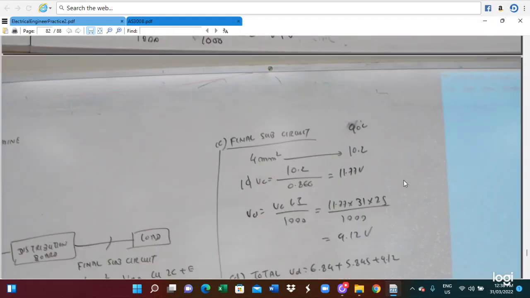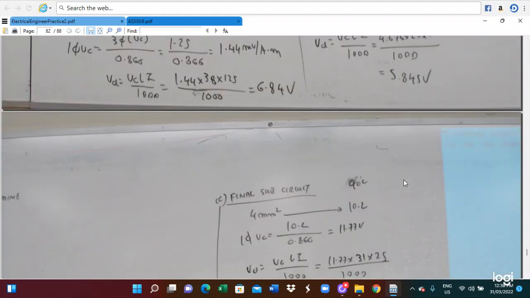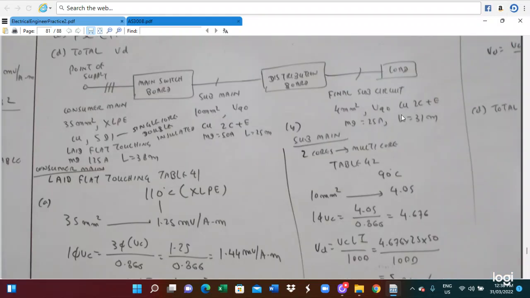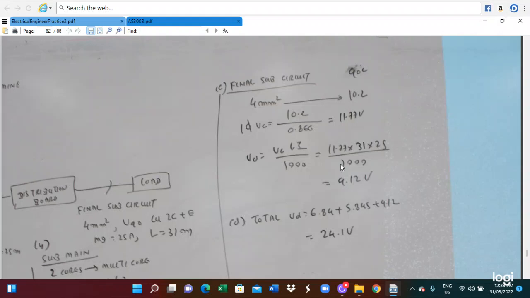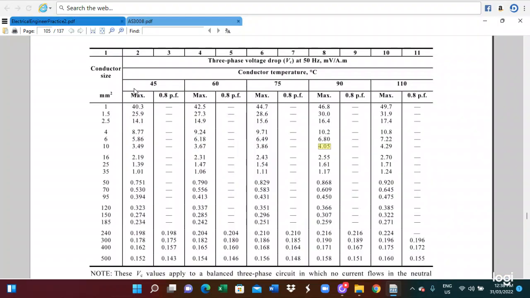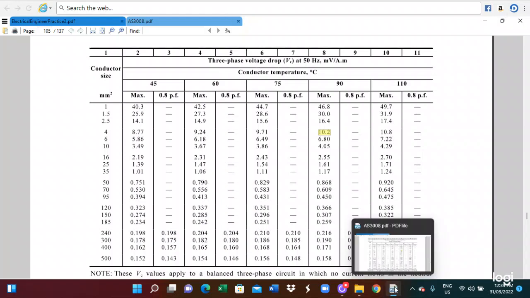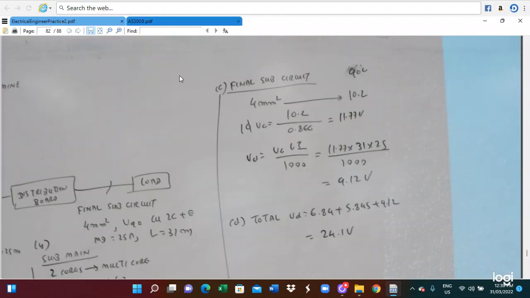Then we also do the final circuit. The final circuit is 4 millimeter square, 90 degree centigrade. We utilize table 42 as well. So in this case, from the 4 millimeter square, 90 degree centigrade, you get 10.2. So this 10.2 we substitute here. 10.2 divided by 0.86, you get 11.77 volt.